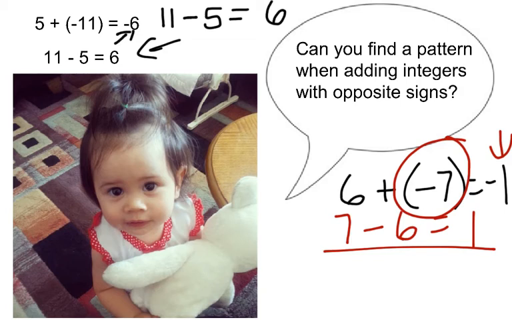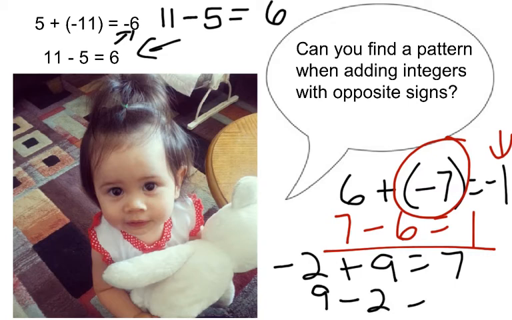So if we have -2 plus 9, that's going to give me +7. And I notice that 9 minus 2 is also +7. So in this case, I have kind of a true subtraction problem. My answer is the same in both cases.